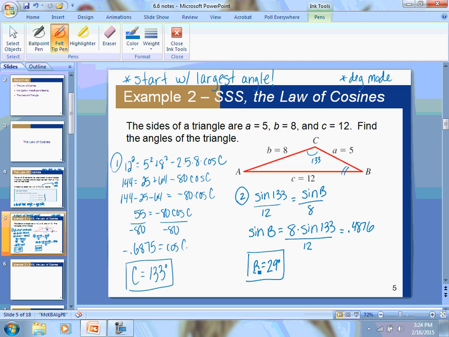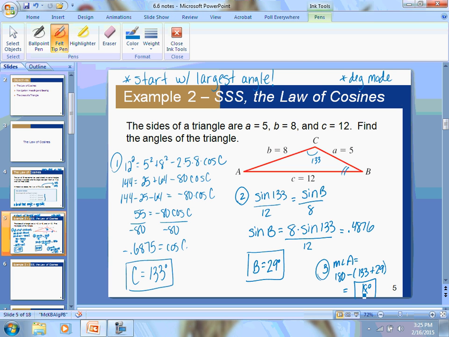Okay, and then my last thing to do then for step 3 would be to find my angle A. So the measure of angle A then would be 180 minus the 133 plus the 29, and I should get 18 degrees. So law of cosines is really just what we use for the very first step. After that, it's law of sines, which is just a proportion where you cross multiply and divide.